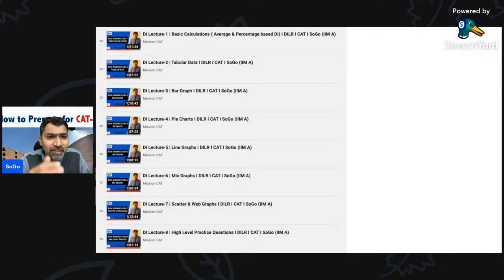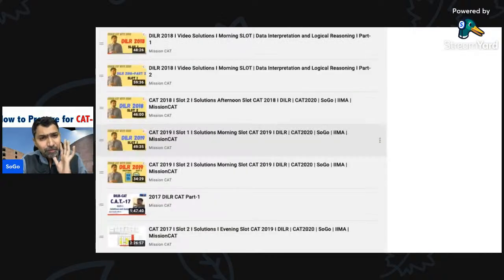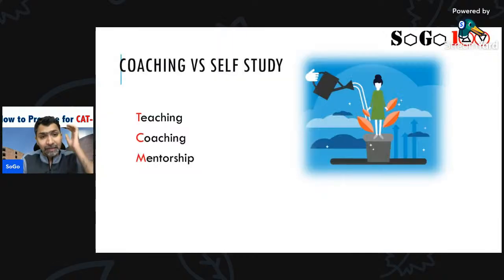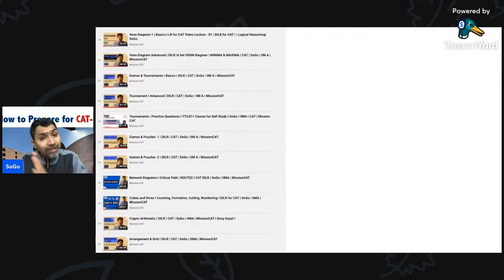टॉपिक से। Then there are lectures, like your bar, table, line, pie, mixed graph, scatter graph, all these lectures are there. Then there are lectures on games and tournament, Venn diagram, all this DILR is complete. So then this is the third level, which is previous year papers, right? So this way we have completed. And then there is practice, high level practice. Got it? So all these playlists are for all the three topics.